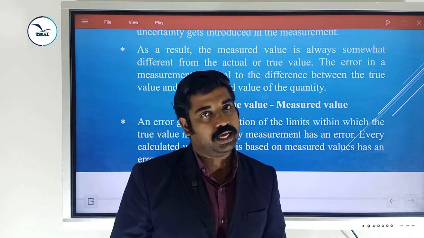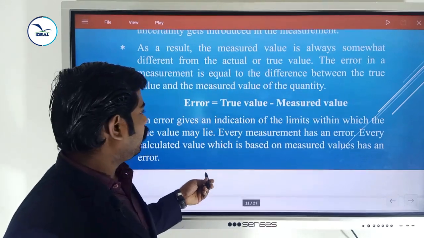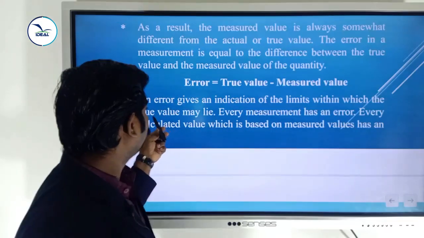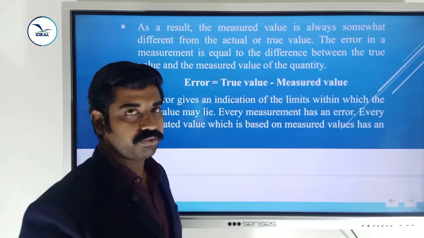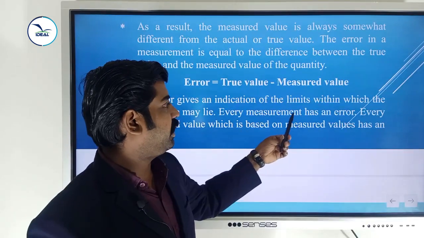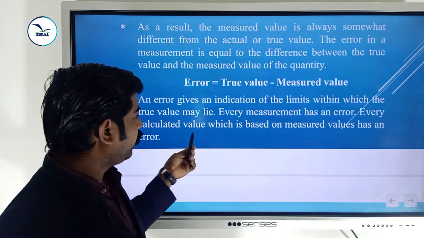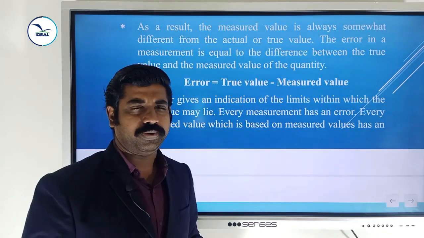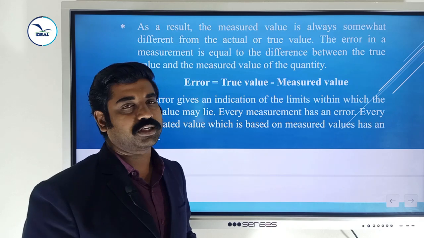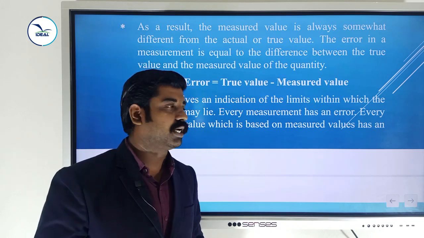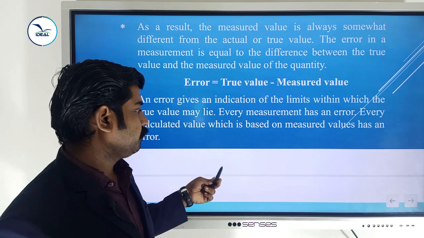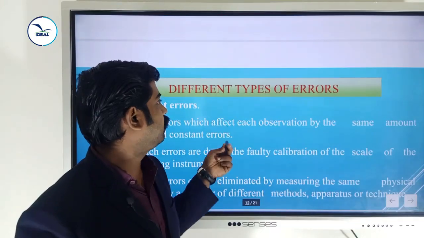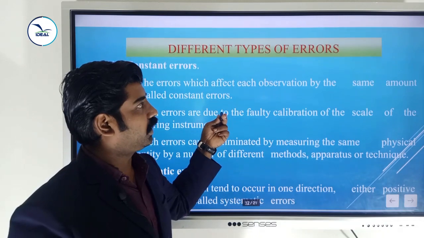So an error gives the indication of limits within which the true value may lie. Every measurement has an error. Every calculated value which is based on the measured value has an error. So every measurement consists of some type of uncertainty, that is called an error. There are many different types of errors. We can consider some different types of errors.